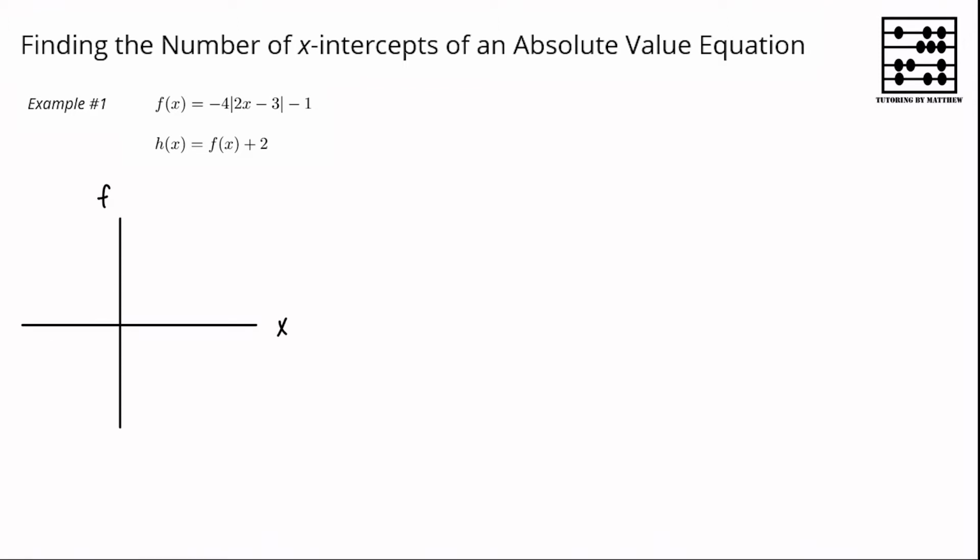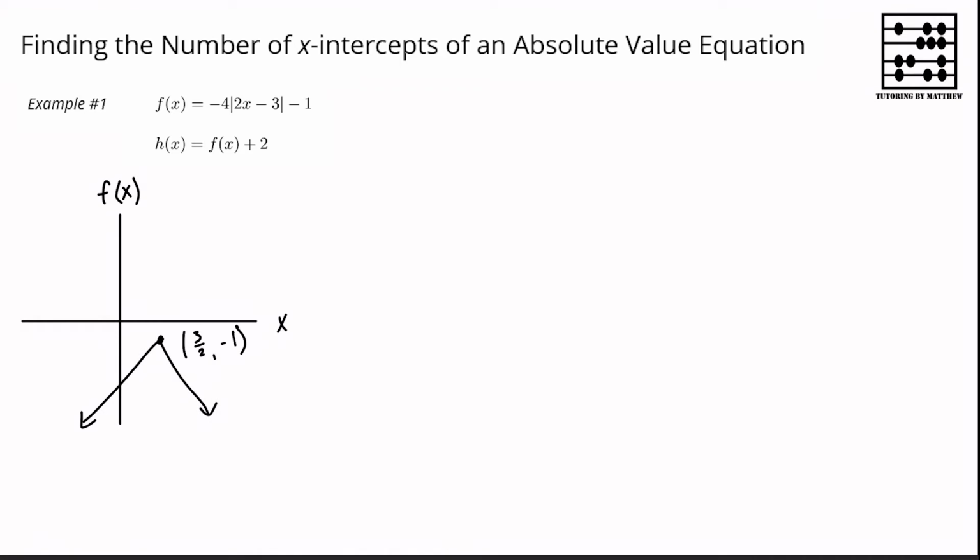We know that it's downward facing because of the negative 4 in front, and the vertex is located at the point 3/2, negative 1. That's to the right 3/2, or 1.5, and down 1. Since we want to understand where the x-intercepts are, the other details about how the function looks aren't important. By graphing this, we can easily see that f of x doesn't cross the x-axis at all, so there are no x-intercepts.